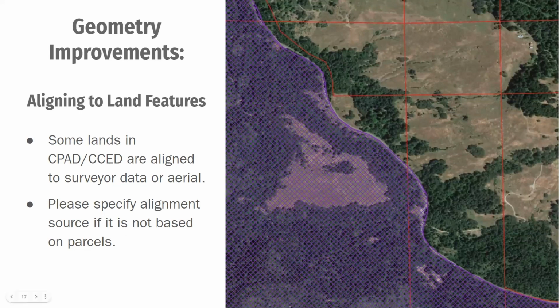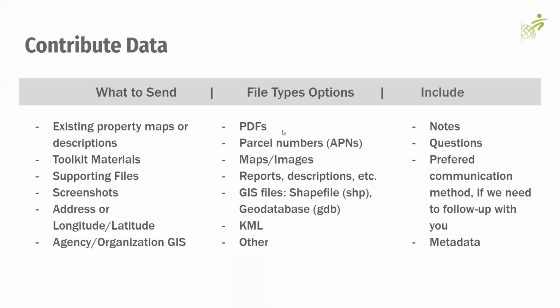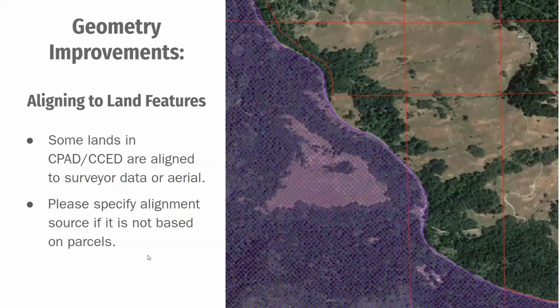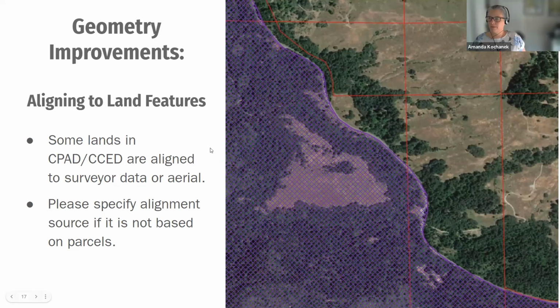And if you know that there are sometimes overlaps between some of your features, if you can just let us know that perhaps there are overlaps that need to be cleaned up, that also is helpful. Okay. Yes, and also if it's a property that is both fee title and easement protected, feel free to let us know and we'll ensure that it's in both databases.